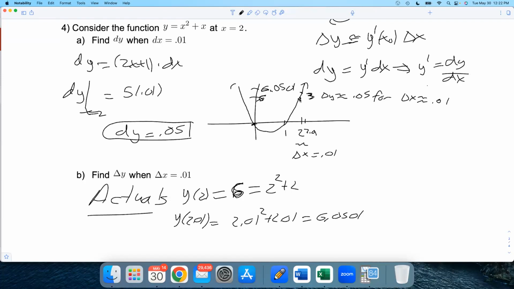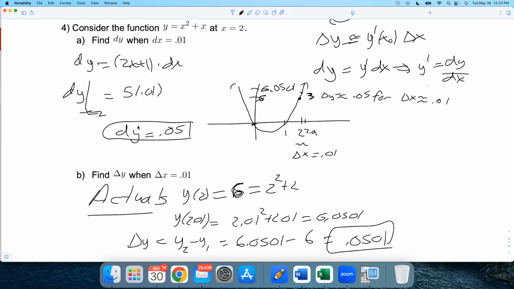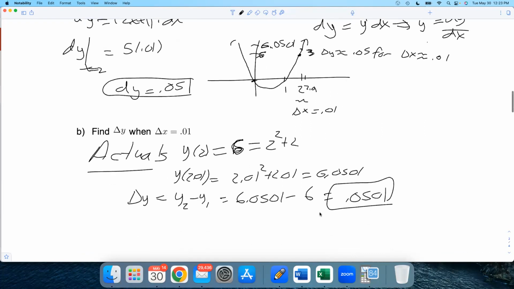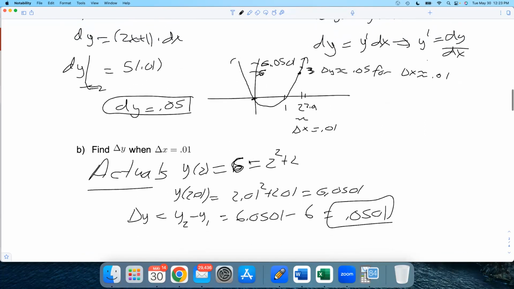So this guy here said the change is approximately 0.05 using differentials. The actual change, just y2 minus y1, 6.0501 minus 6, is 0.0501. The differential gave me a very good approximation for the actual change. That's all we're doing here when we do differentials, are approximating. We're approximating, instead of a new function value, a change in function values.